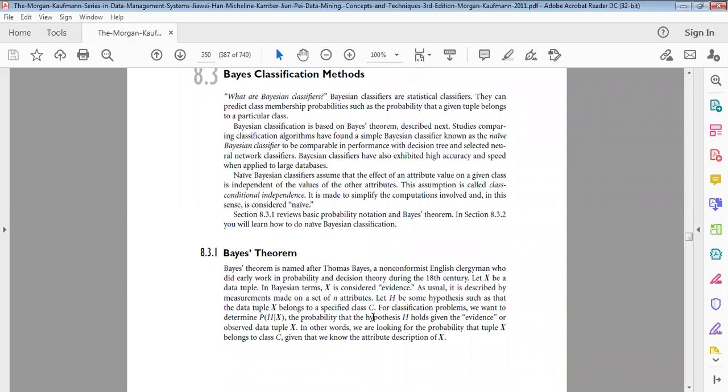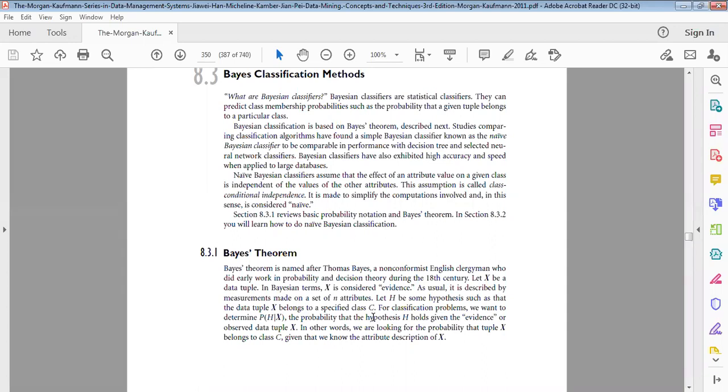So see here, this is the first one, Bayesian classifiers. Bayesian classifiers are simply called statistical classifiers, which you represent with the Bayes theorem. Bayes theorem is named after Thomas Bayes, a nonconformist. Here the probability we mainly find with the Bayes theorem is the conditional probability. Generally, with Bayes theorem, the conditional probability of H given X, you can represent it with the probability of H given X.